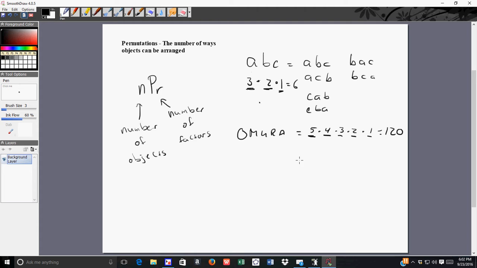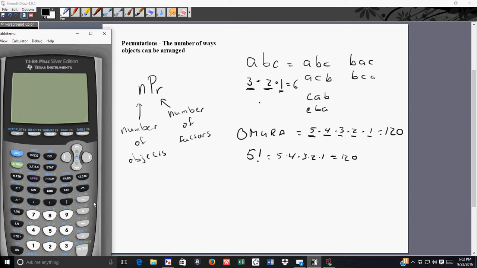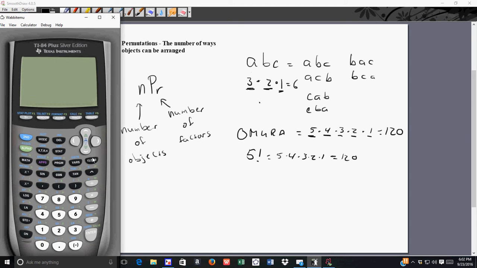There's a special word for this, and we call it factorial. So if you did 5 factorial, that means 5 times 4 times 3 times 2 times 1, which, like I said before, is 120. You can actually do this on your calculator.